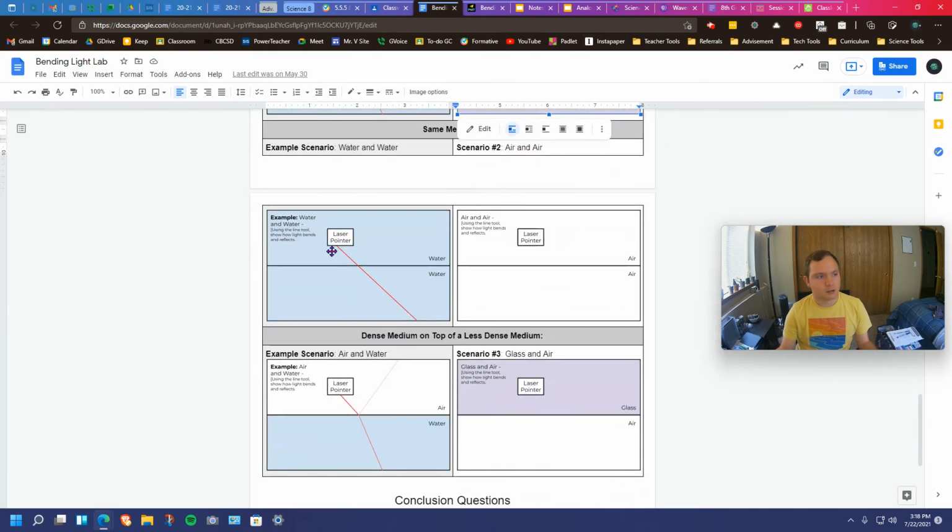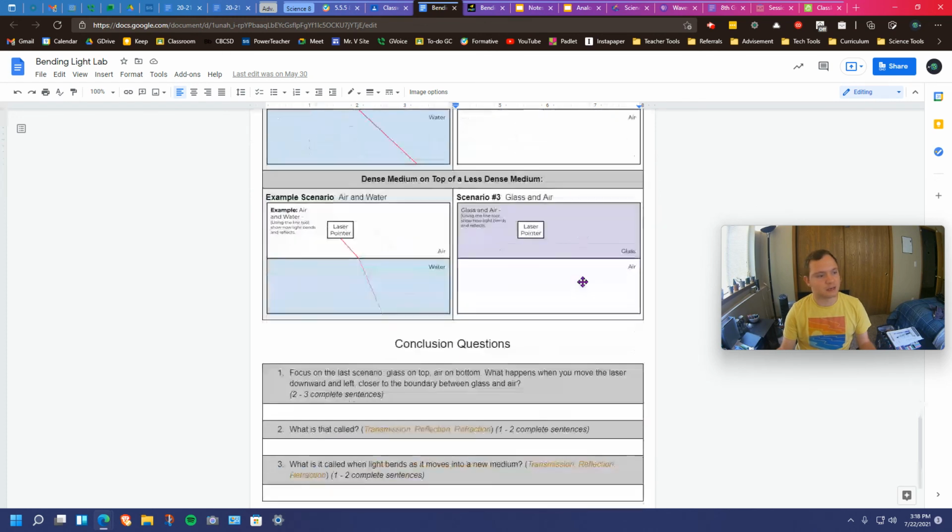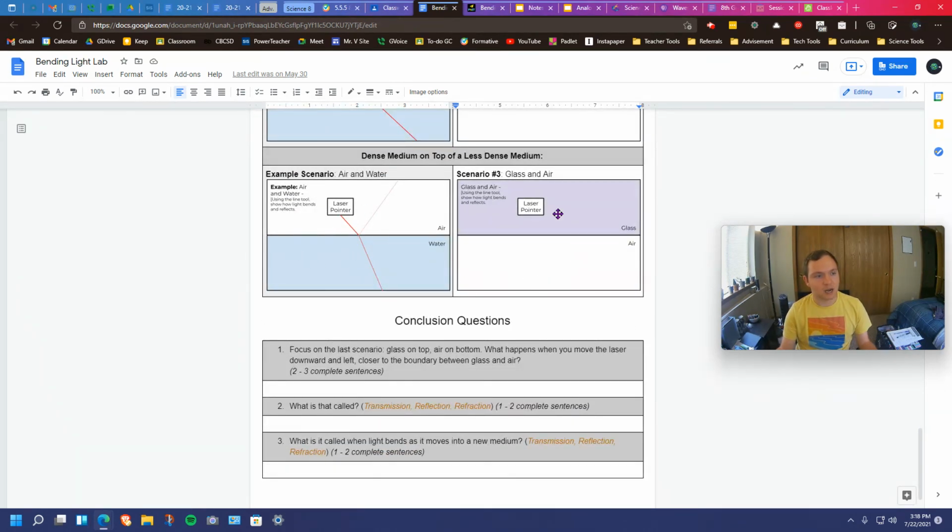You're just going to repeat that process using new mediums. Check it on there. When it's both water, it's a straight line. What's going to happen when they're both air? This is the beginning again. What happens when it's glass over air?